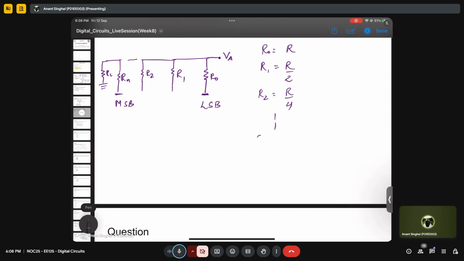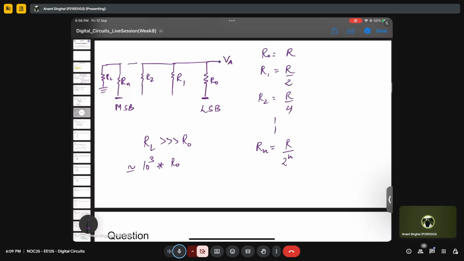Similarly, Rn will come out to be R by 2 raised to n. And for this particular circuit, RL is very, very much greater than R0. In general, we see that RL is at least approximately 10 raised to 3 times that of R0, that is, 3 orders higher than R0. So as you can see, this is the basic of this particular topic.